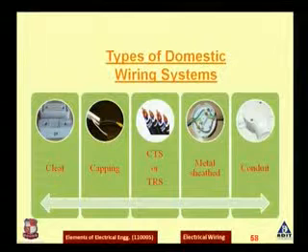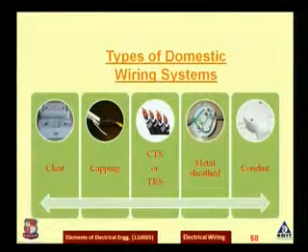Today I will also continue the same chapter, that is electrical wiring. In the last lecture we have seen about the electrical wiring components, different types of switches, and the domestic wiring applications. In today's session we will continue the chapter and we will see which are the types of domestic wiring system that are used in the electrical system.